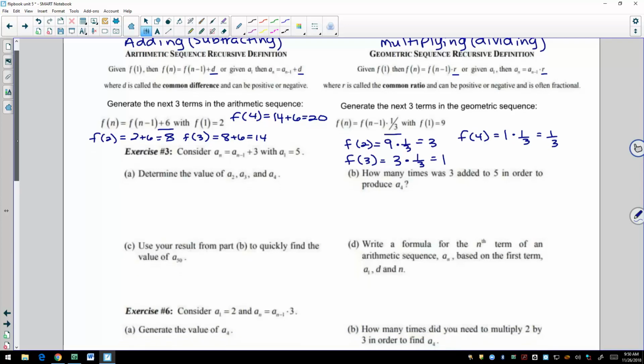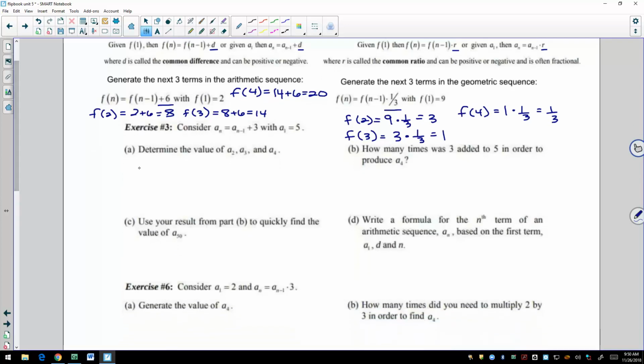Okay, so exercises 3 and 6, but these are like huge. This is the meat of this lesson. You're going to be asked to come up with your recursive formula, and you've got to notice some patterns, and that'll help you come up with it. So we are first doing exercise 3.